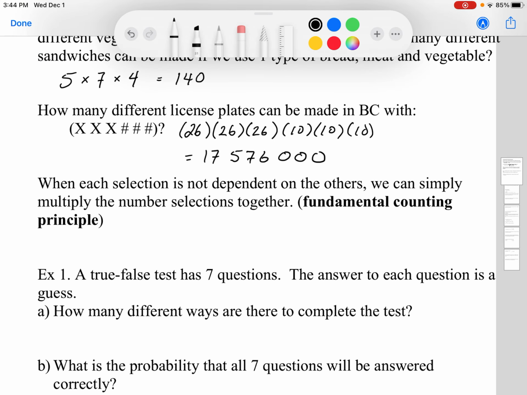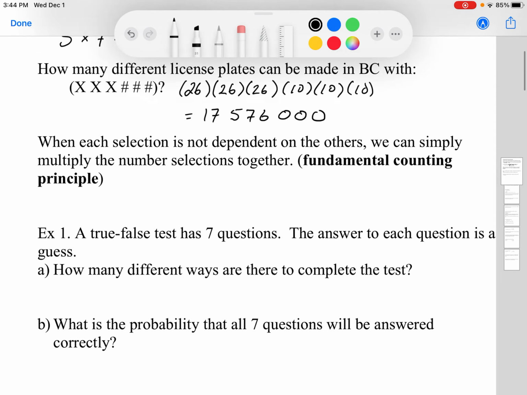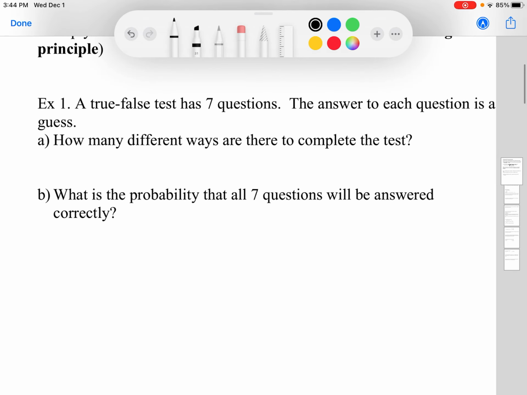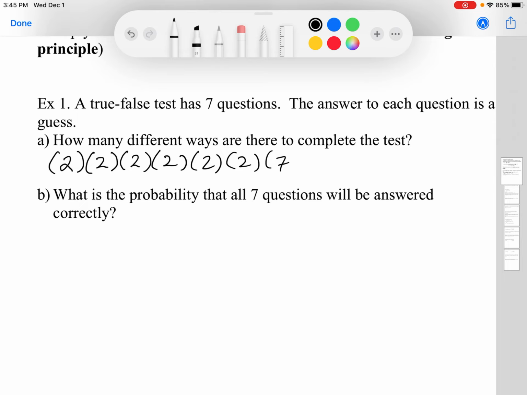So when each selection is not dependent on the others, we basically multiply the selections together, and this is called the fundamental counting principle. We can apply this in a true-false test. For example, we have 7 questions, and there's just a true and false for each question. For the first question, there's 2 possibilities. And for every true or false answer in the first question, we can combine that with a true or false in the second question, and then the third question, the fourth, the fifth, the sixth, and the seventh question.